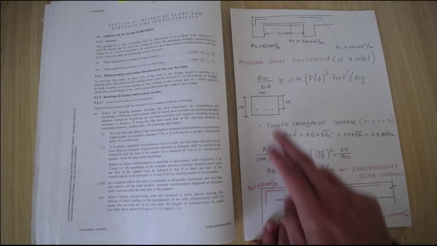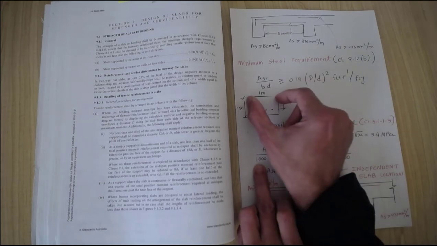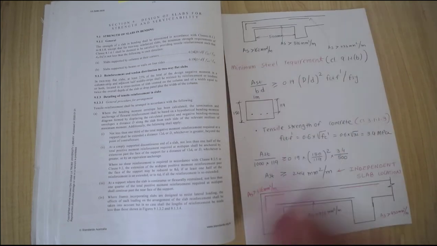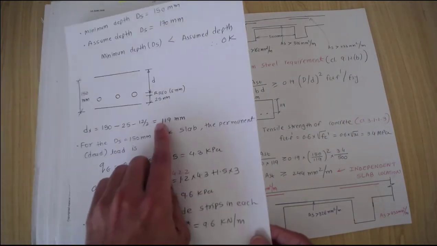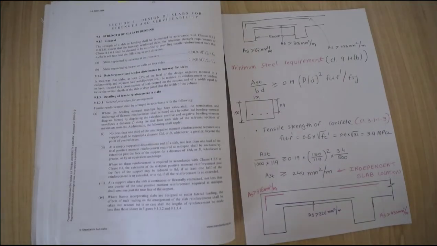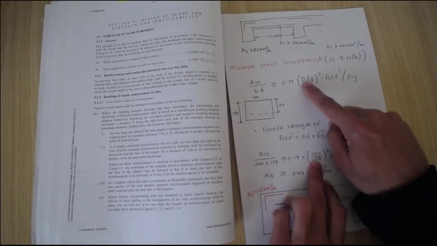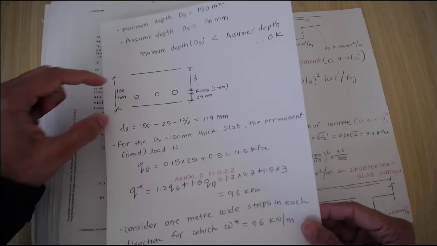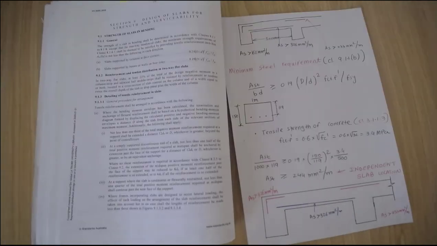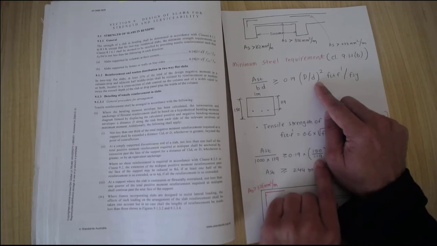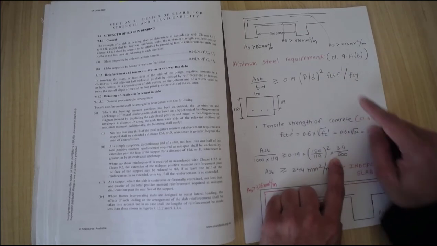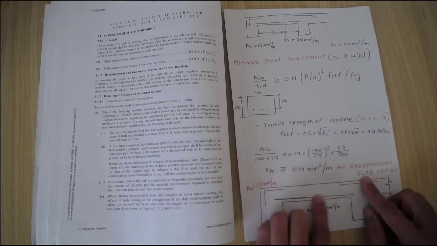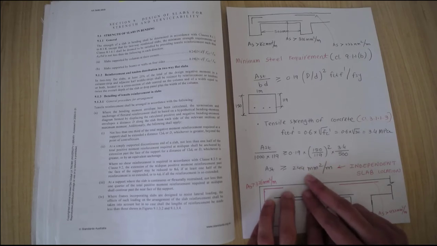So if I substitute into this equation B, please note b is 1000 millimeters, the strip that we assume, so that is in millimeters. D is 119 millimeters, as we have done in the calculations. Ast is greater than or equal to 0.19, capital D is the depth of the slab, 150 millimeters based on that trial depth, over d squared, 119 squared, times fct.f, which we just found, 3.4. The yield strength of N bars, as I showed in the last video, is 500 megapascals. If you simplify that, it is 244 millimeters squared.